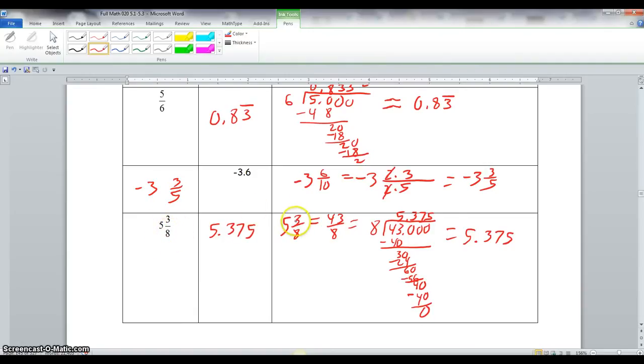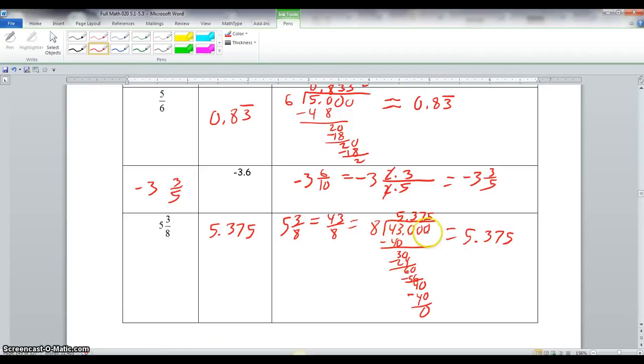Now, what we can do with this 5 3/8 is make this into an improper fraction. 5 times 8 is 40, plus 3 gave us 43 over 8. Now we would take 8 into 43. 8 goes into 43 5 times. 5 times 8 is 40. 43 minus 40 is 3.